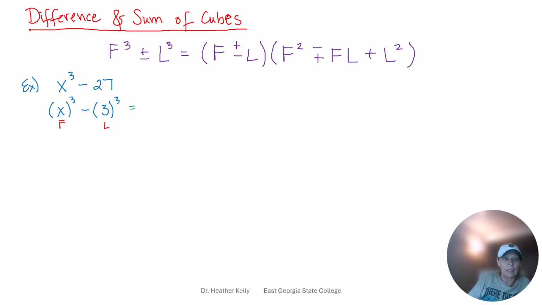So we're going to get x minus 3, so the sign doesn't change, and then you say the first squared, so x squared. The sign now changes, first times last, always positive last squared. Let's do that again.